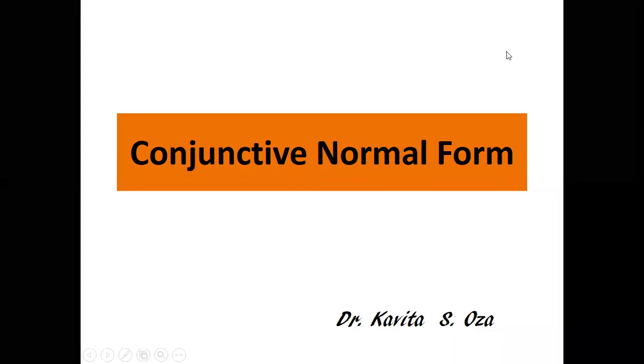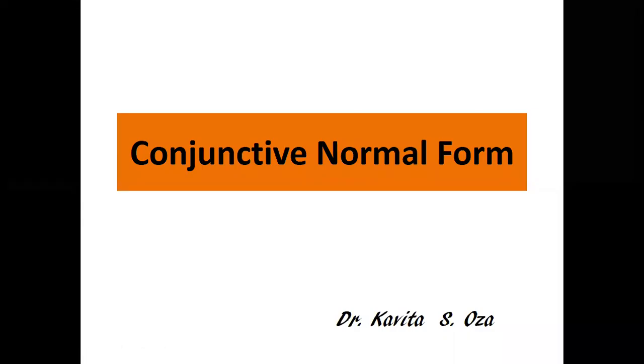Hello friends, welcome back to the last session of normal form. This is the last type of normal form we'll be speaking about, conjunctive normal form. We already saw prenex normal form and disjunctive normal form. In prenex normal form, all the quantifiers were at the prefix of the statement. In disjunctive normal form, it was disjunction of conjunction. This time we'll be talking about conjunction of disjunction, right?